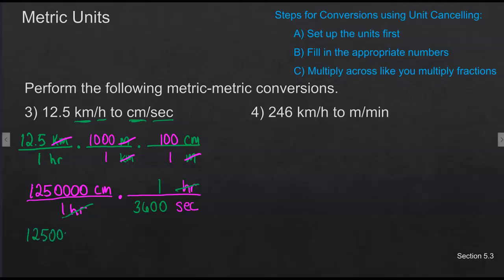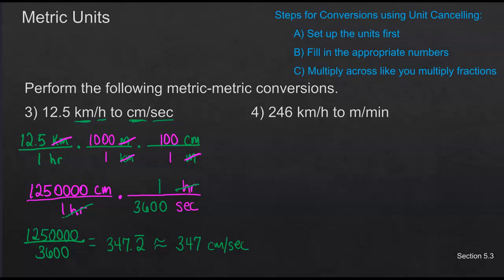I'm going to go ahead and write this out. And with that, we're going to get 347.2. Now the 2 is repeating. And we're going to round this to 3 significant digits, which would be 347. And that is centimeters per second. All right. Let's look at our next example.